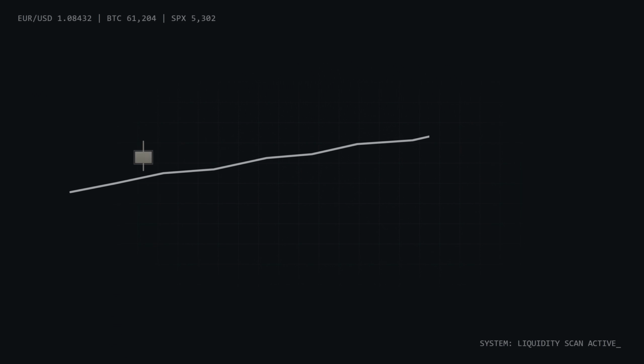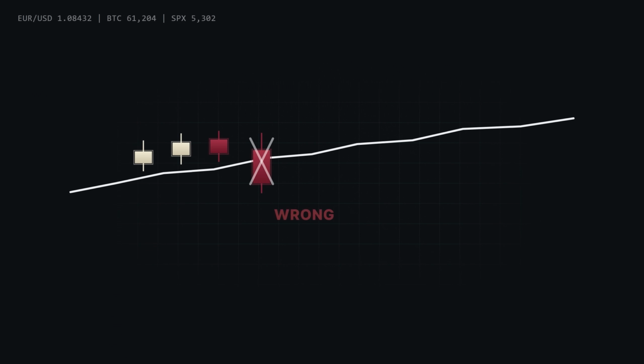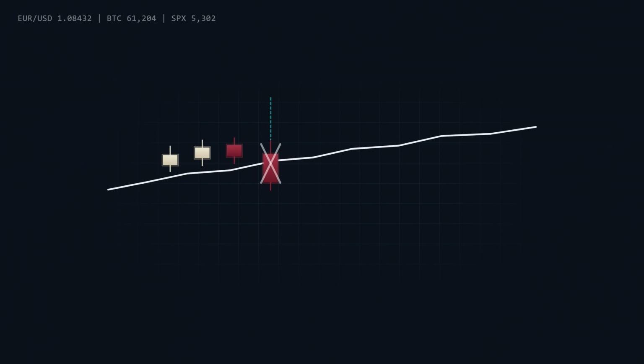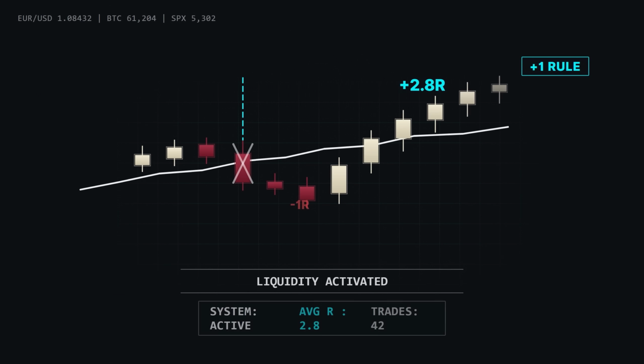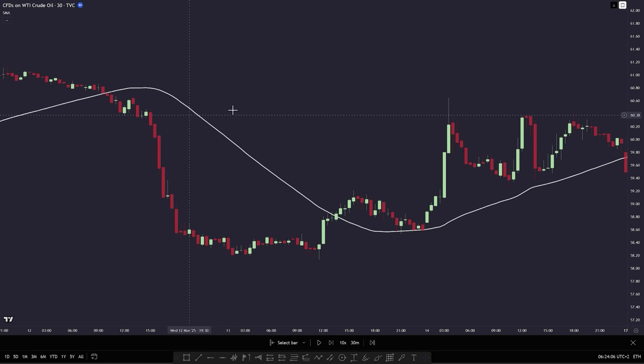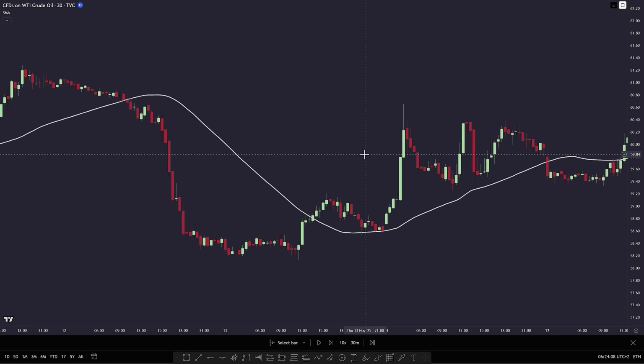This moving average strategy only works after the market tricks the wrong traders first. But the second you apply this one hidden liquidity rule, it transforms into a system that averages 2.8 R per trade. You already know the moving average breakout.